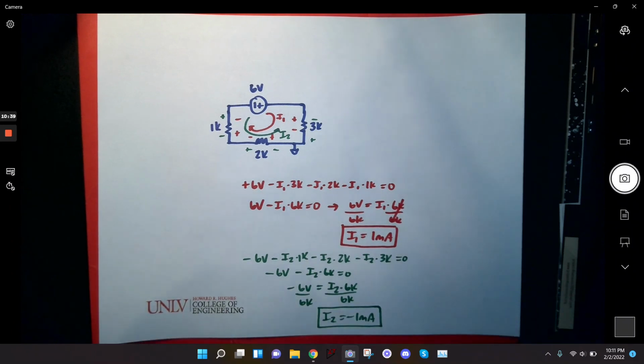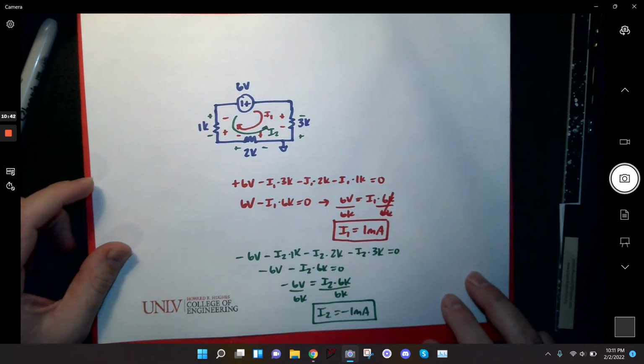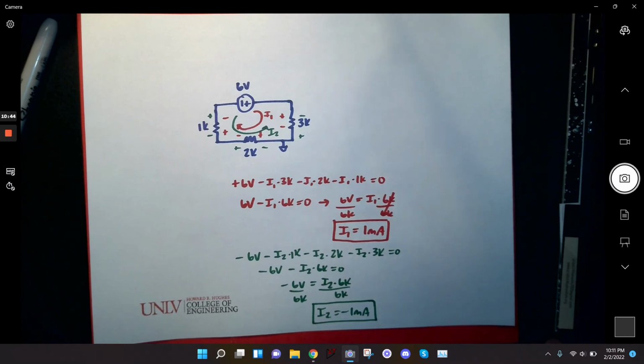So that's pretty much how KVL works when you don't know any of the voltages. It works the same as it does when you do know the voltages. It just looks a little bit scarier.